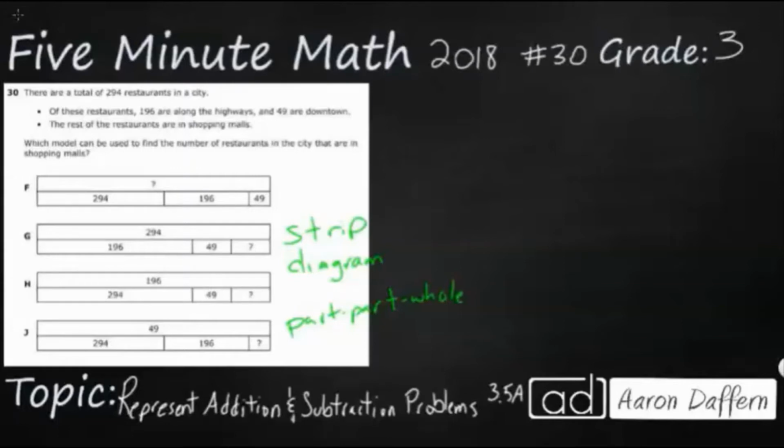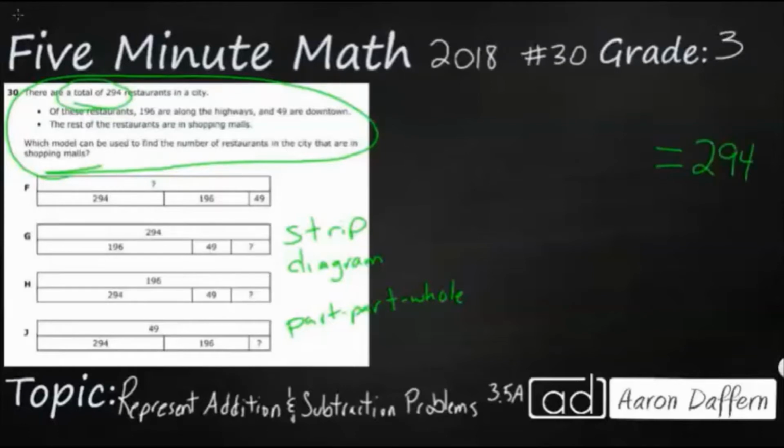So we need to have a picture, a representation of our problem situation up here. Let's see if we can figure this one out. I'll write an equation first, and then we're going to match that to the correct strip diagram. There are a total of 294 restaurants. So when they give you this total, I'm just going to put A equals 294. Because when they use this word total, that lets you know that that's going to be on one side of the equation. Remember, the equation needs to balance out.